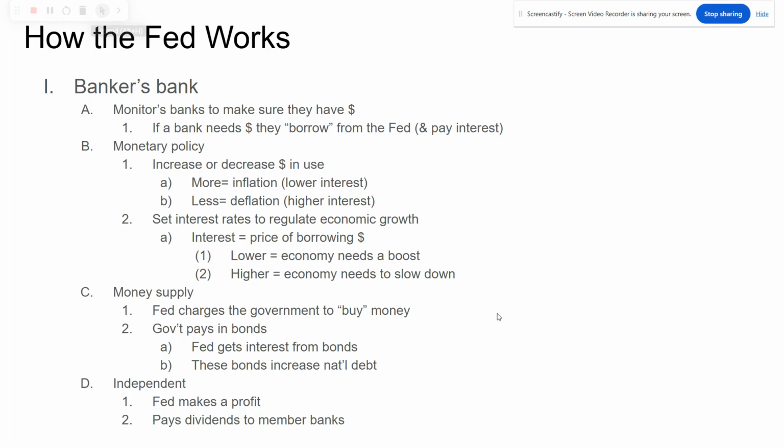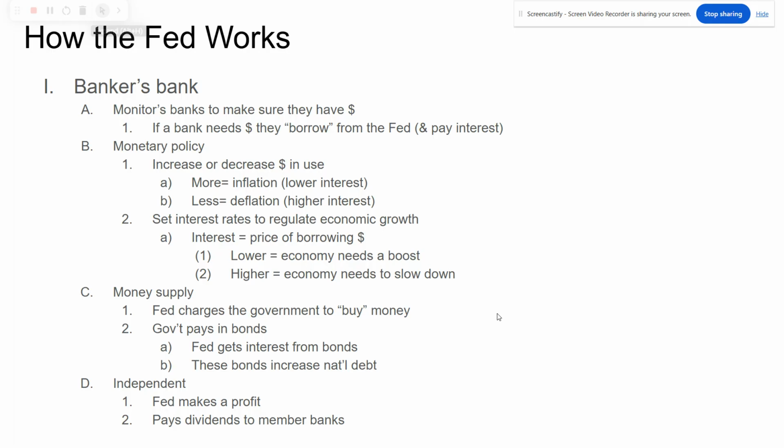Now, as far as the money supply goes, the Federal Reserve actually sells money to the United States government. If you look at money in your pocket, any size bill, you will see that it says on there Federal Reserve Note. That is because the United States government does not own the money. It buys the money to use from the Fed. The Fed will not take its own money as payment, by the way. They demand government bonds.